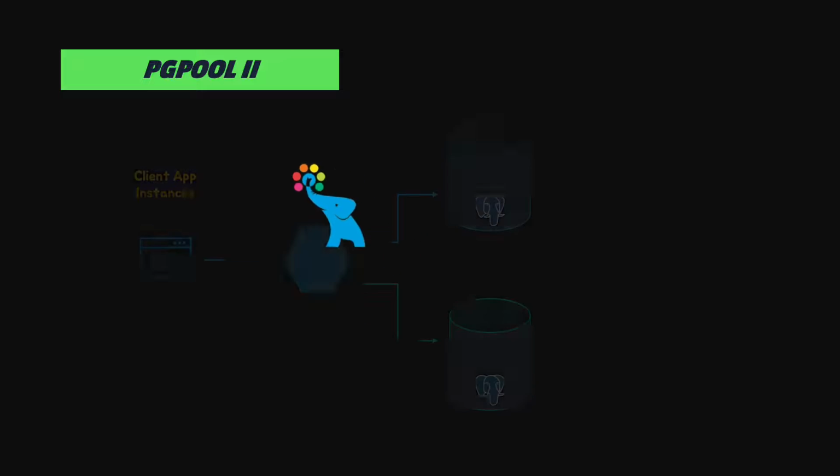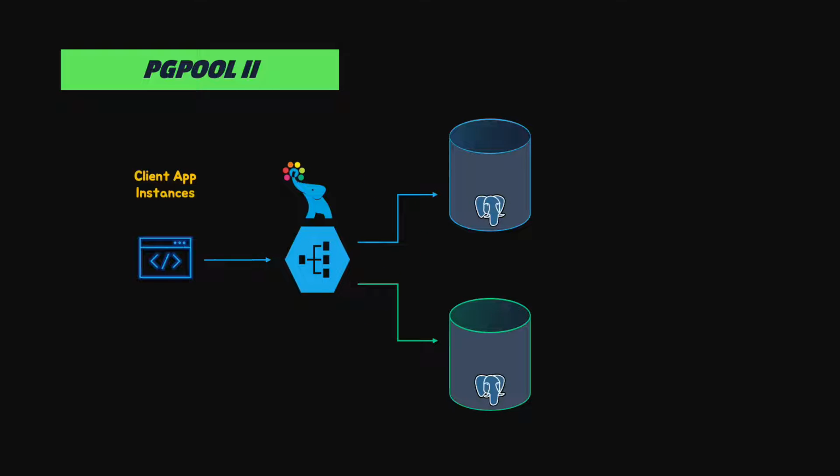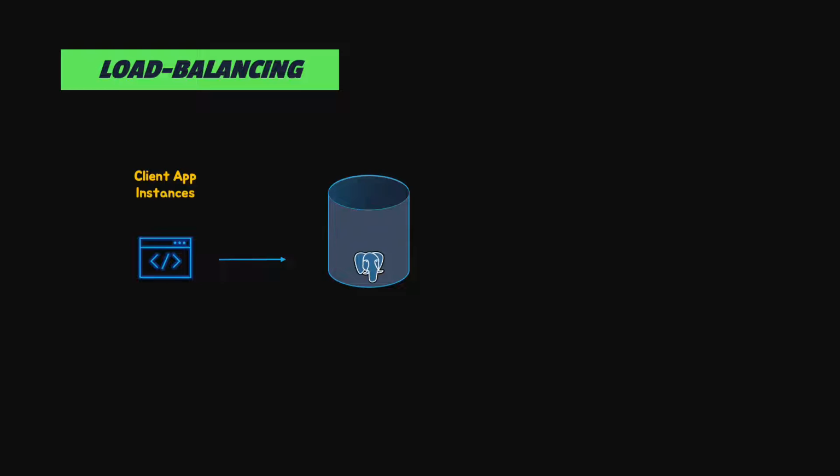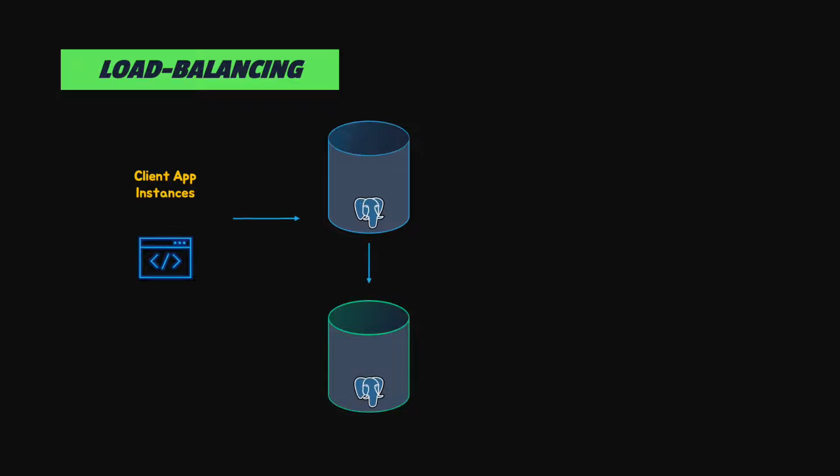Pgpool is a middleware that works between the PostgreSQL servers and the database clients. First, let's shortly discuss the load balancing feature. Scaling out is one way to increase the processing capacity of the entire database system. We do this by adding more servers. Core PostgreSQL allows you to scale out using streaming replication or logical replication.